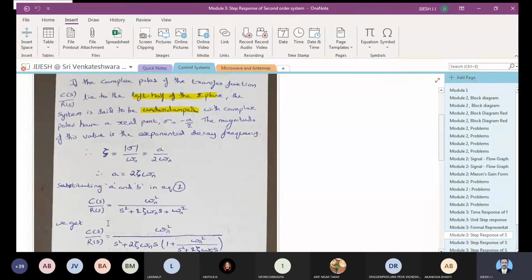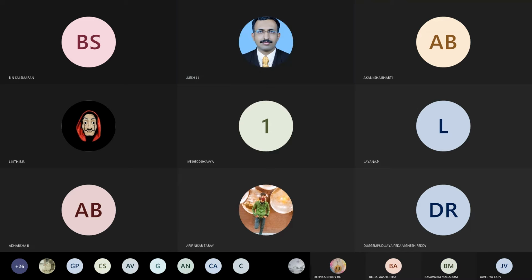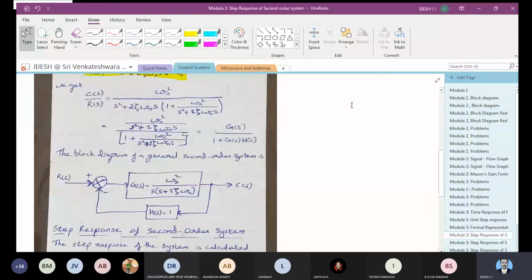So all of you draw that. This block diagram as well as the transfer function, you should remember. The block diagram is not visible, sir. Is the block not there? You are not able to see? Yes, sir. Okay, one second. Now can you see? Yes, sir, now we can see.